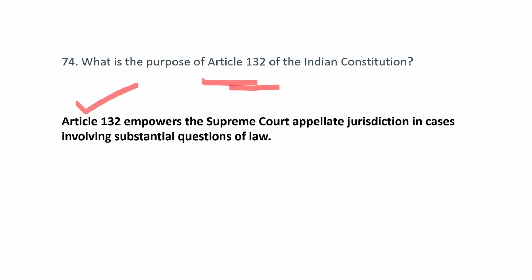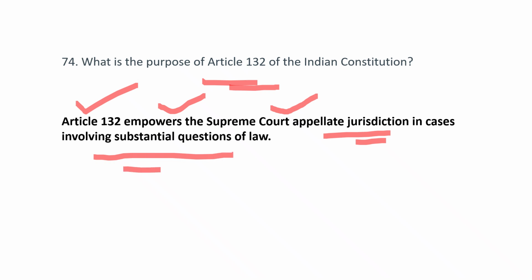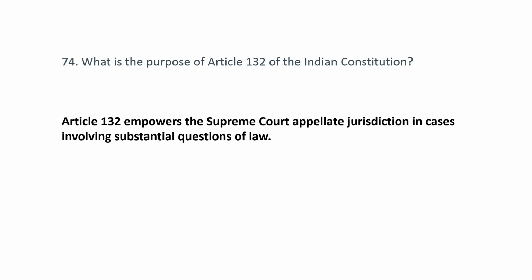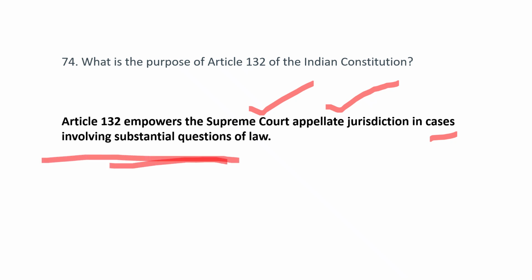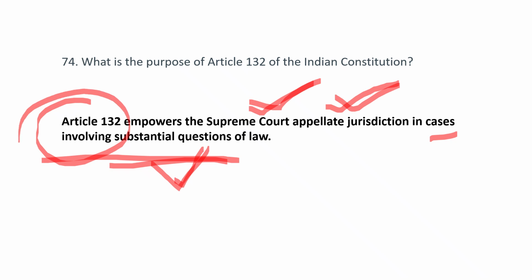Article 132 empowers the Supreme Court with appellate jurisdiction in cases involving substantial questions of law. We have already seen what substantial questions of law means. So the Supreme Court has appellate jurisdiction in cases involving substantial questions of law. It is under Article 132.